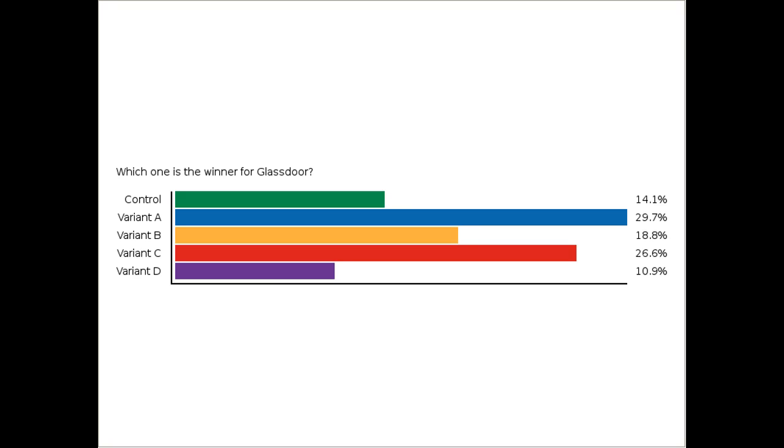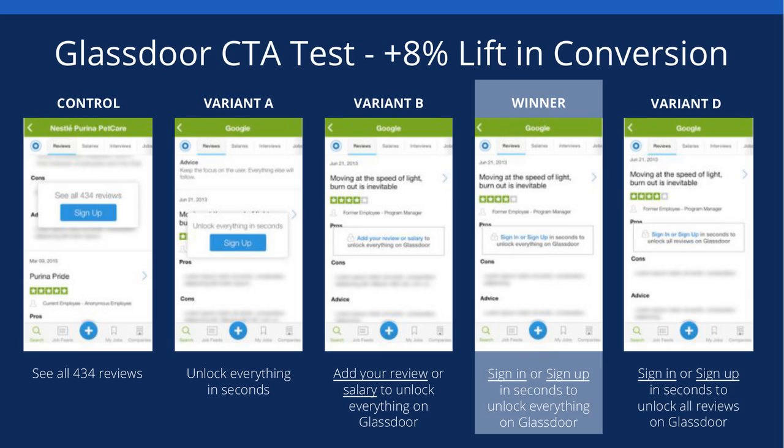Very interesting. So it turns out that variant C had the highest yield, which yielded an over 8% lift in conversions. So the team had an inkling that a straightforward call to action, such as sign up, would probably perform better than the one that asked for more complex action on the part of the user. And they were right.